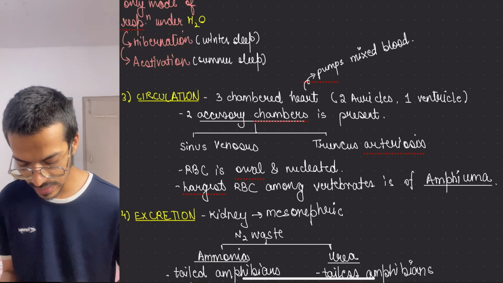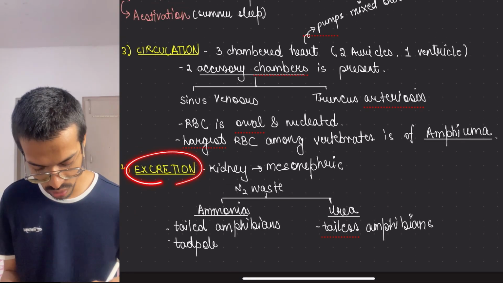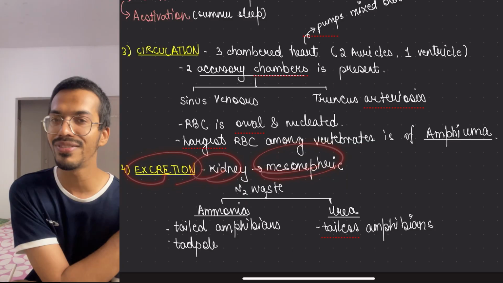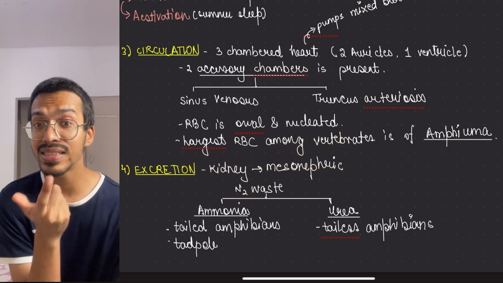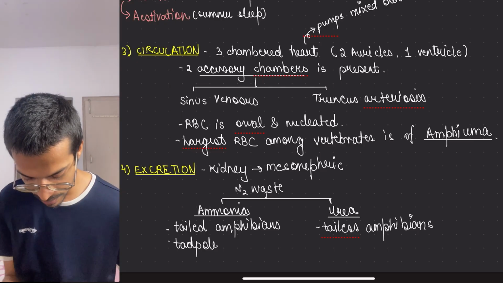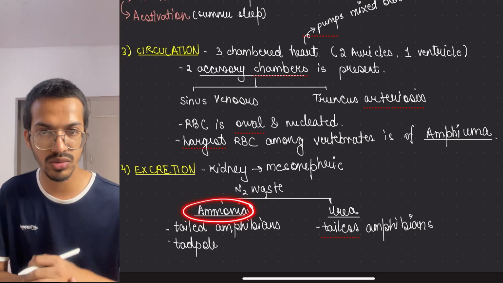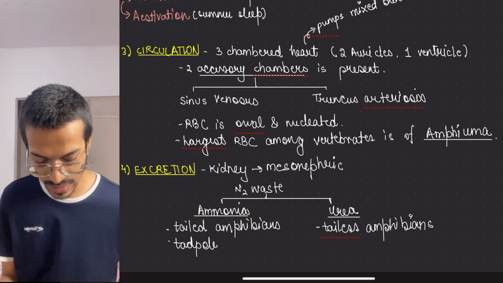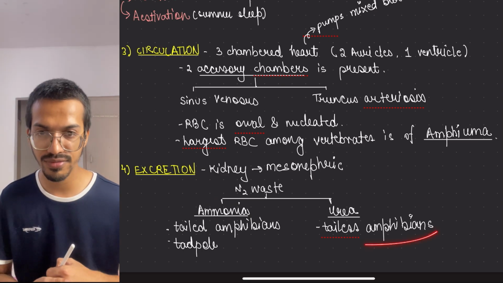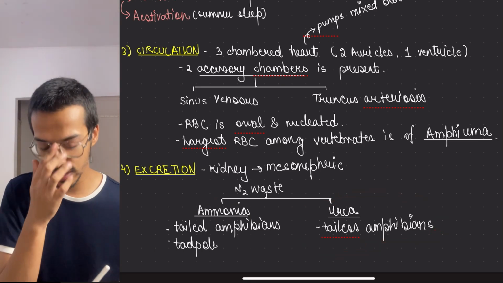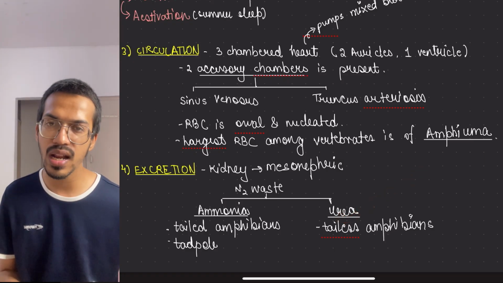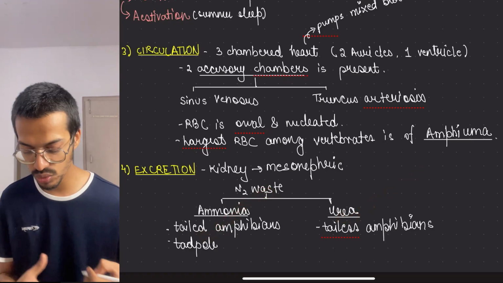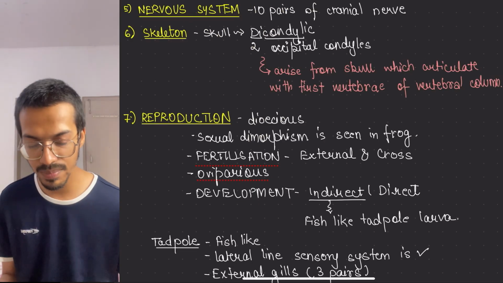Next thing is excretion. The kidney is mesonephric. Nitrogenous waste could be depending upon whether it's a larva or a frog. If it is a larva, means it is living in water. Water will do what? Help in the ammonia release. So ammonia will be released. But in the tailless amphibians, means your frog and all those things, urea is being formed. So tailed amphibians and larvae will have ammonia as their excretory waste. Nervous system, 10 pairs of cranial nerves.